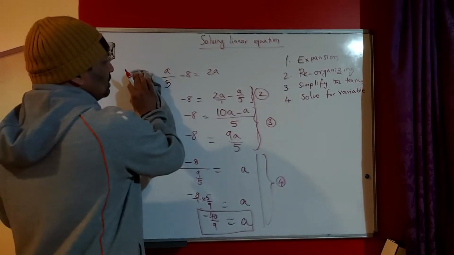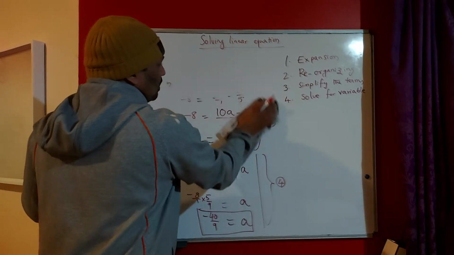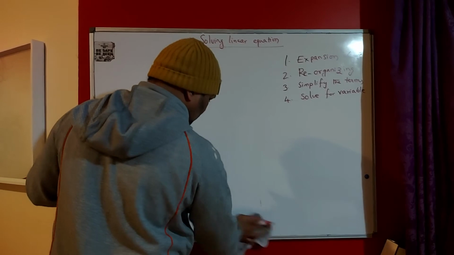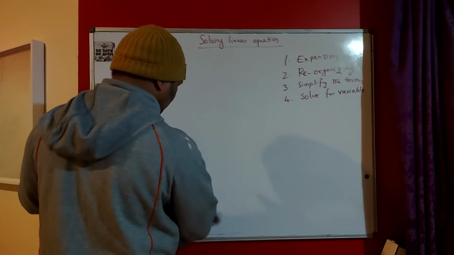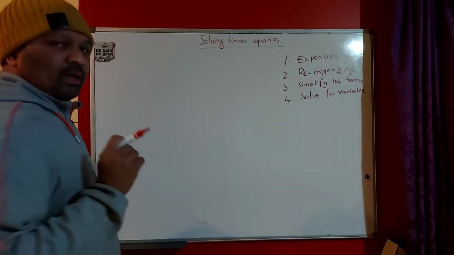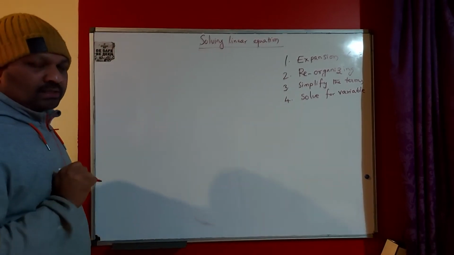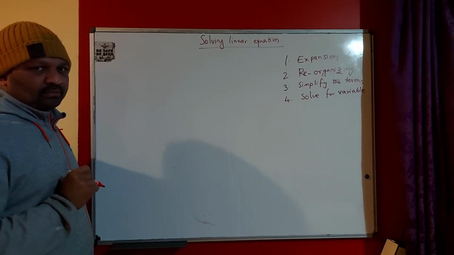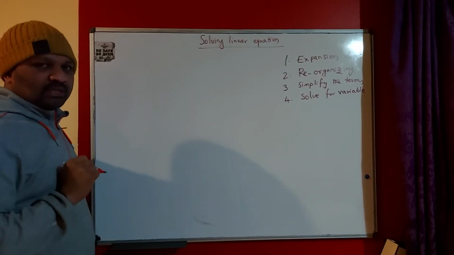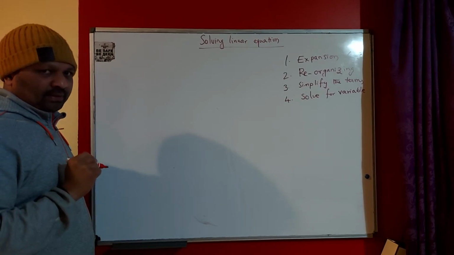Let's do one word problem. Okay, the problem goes like this. I have a rectangle whose length is 20% more than breadth. Okay, there is a rectangle whose length is 20% more than breadth.